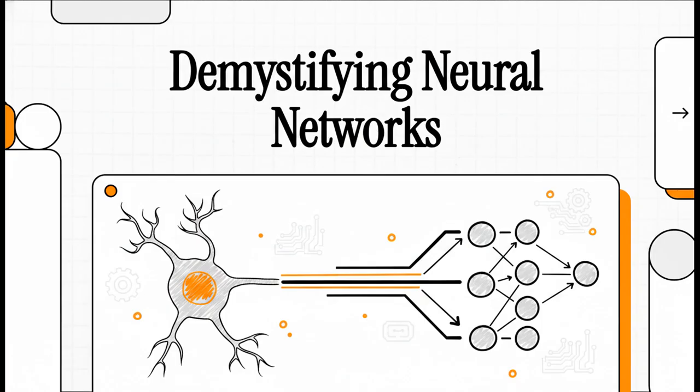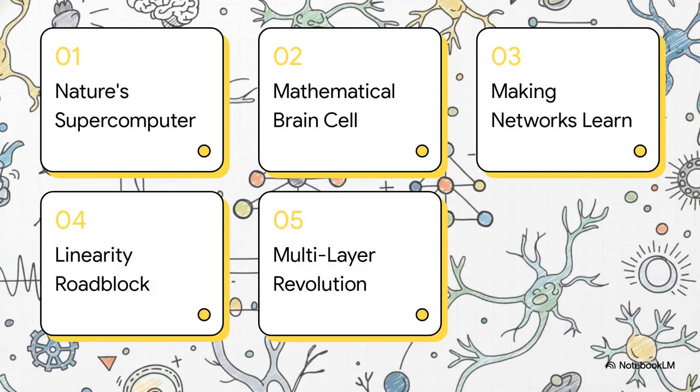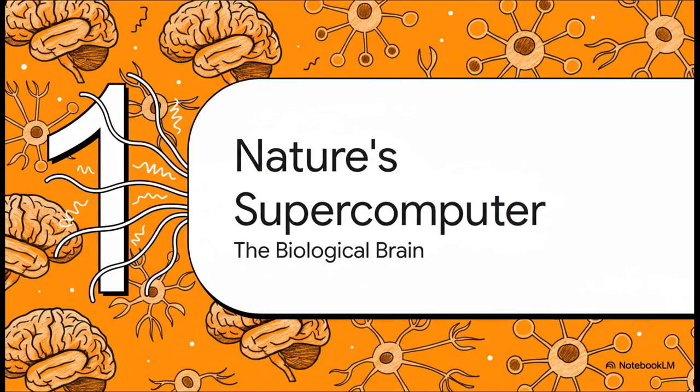I promise you, by the end of this explainer, that seemingly magical black box of AI is going to make complete, logical sense. Here's our roadmap for this explainer. We'll start with nature's ultimate supercomputer, followed by the mathematical brain cell, making the network learn, the linearity roadblock, and finally, we'll wrap up with the multi-layer revolution. All right, let's jump right into Section 1, Nature's Ultimate Supercomputer.